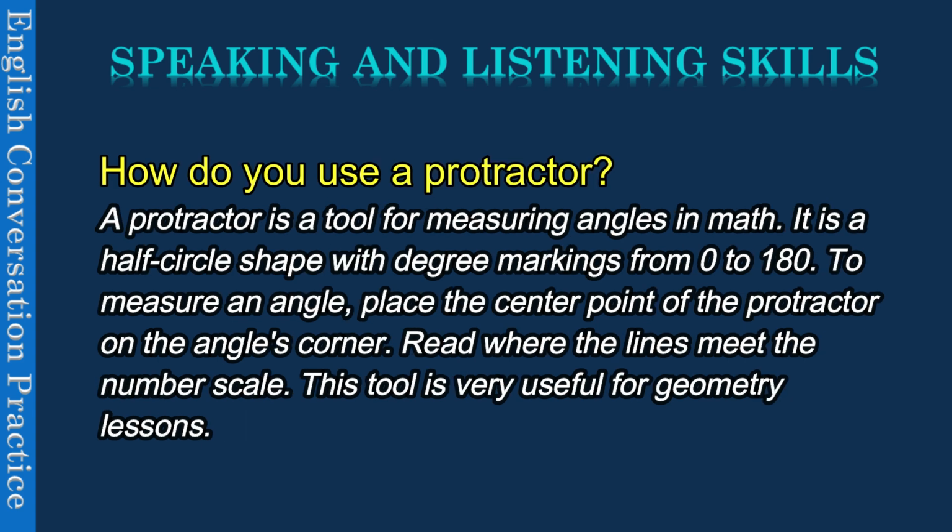How do you use a protractor? A protractor is a tool for measuring angles in math. It is a half-circle shape with degree markings from 0 to 180. To measure an angle, place the center point of the protractor on the angle's corner. Read where the lines meet the number scale. This tool is very useful for geometry lessons.